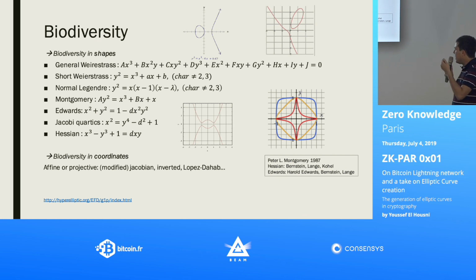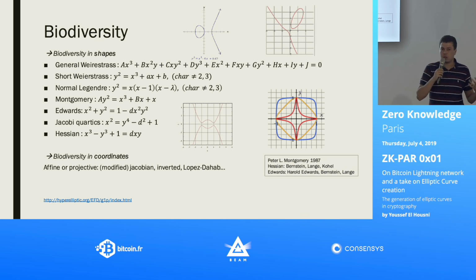For example, if you want faster arithmetic, maybe you will go with Montgomery or Edwards. If you want unified formulas, so you need those formulas to be the same whether you are doing doubling or addition, because I remember we had different formulas in Weierstrass, you will go with Edwards. If you want less memory, you will go with twisted Hessians. So the idea here is you have a biodiversity of shapes, and each is used in cryptography for a very specific purpose. And then you have also biodiversity in coordinates.